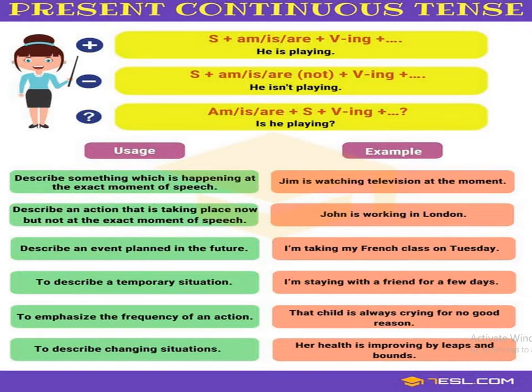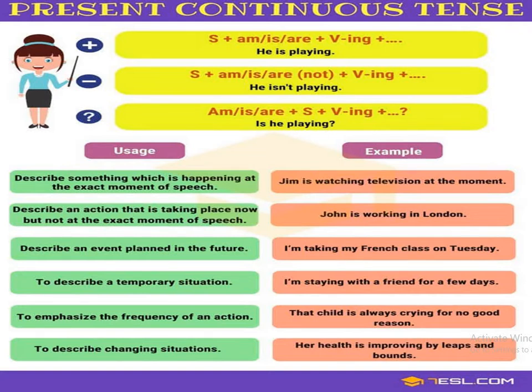The second is to describe an action that is taking place now but not at the exact moment of speech. For example, John is working in London. Now he is working in London. This action is not taking place while I am speaking, right? So this type of sentence also comes under present continuous tense.